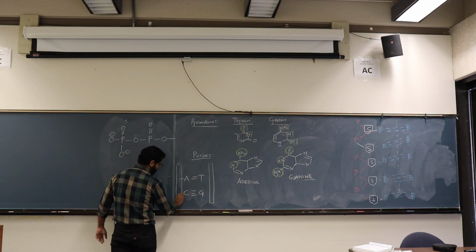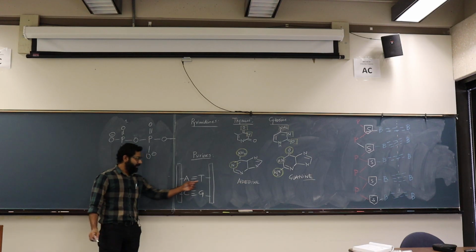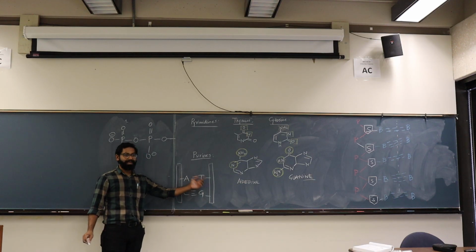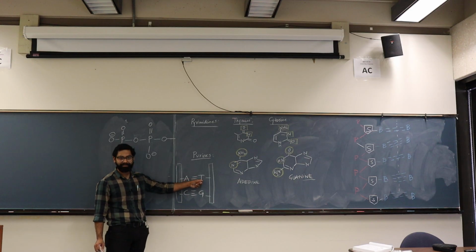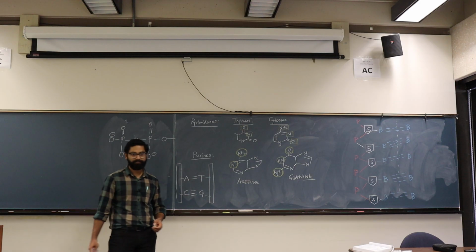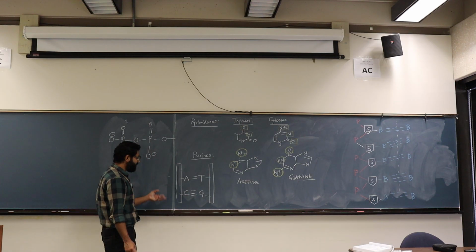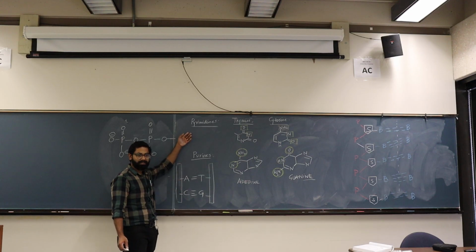If you have this adenine, C coming from this side. So these two polynucleotide strands are going to interact only through hydrogen bonds between the A and the T's and the C's and the G's. And this can go on like millions of times.